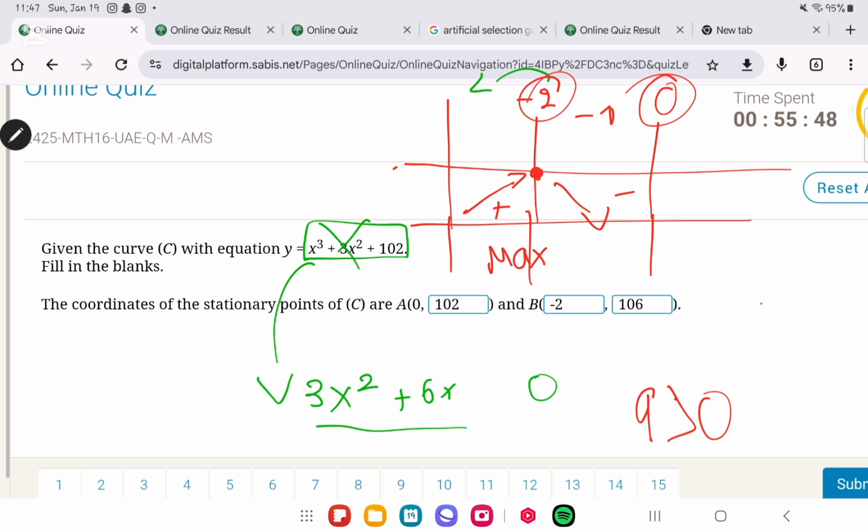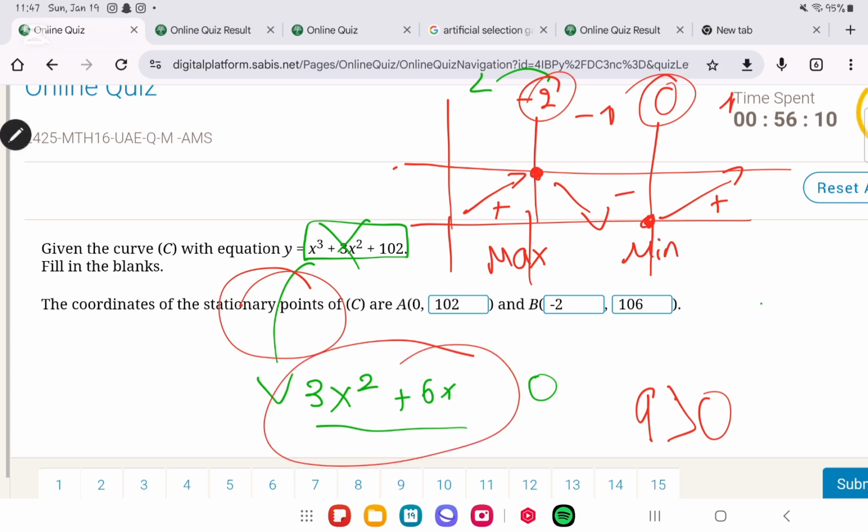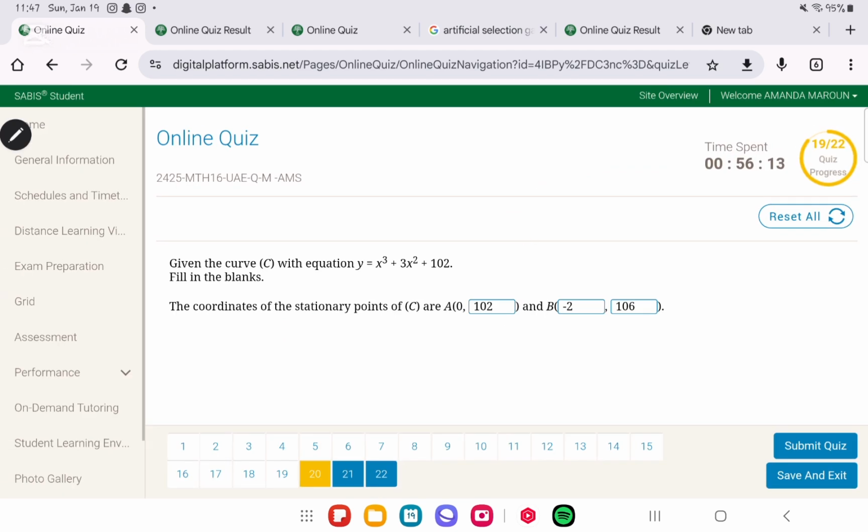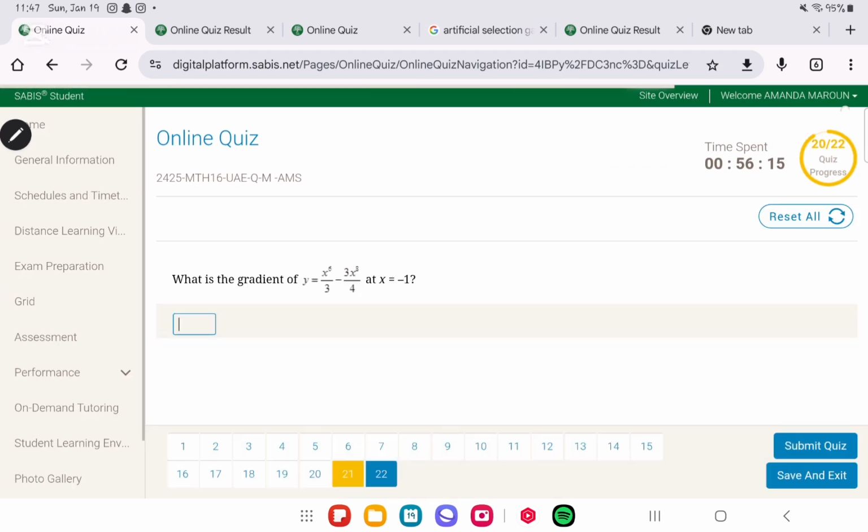Okay? Now, if you choose a number after 0, for example 1, and you substitute it, you are going to get an answer of 9, which is positive. So at this point over here, it is creating a minimum. So this is how you find the table of variation. Again, you take your 2 stationary points, you put them, okay? You choose a number less than, in between, and after, which is greater than, and you substitute them in the derivative. And this is how you find the nature of the stationary points.